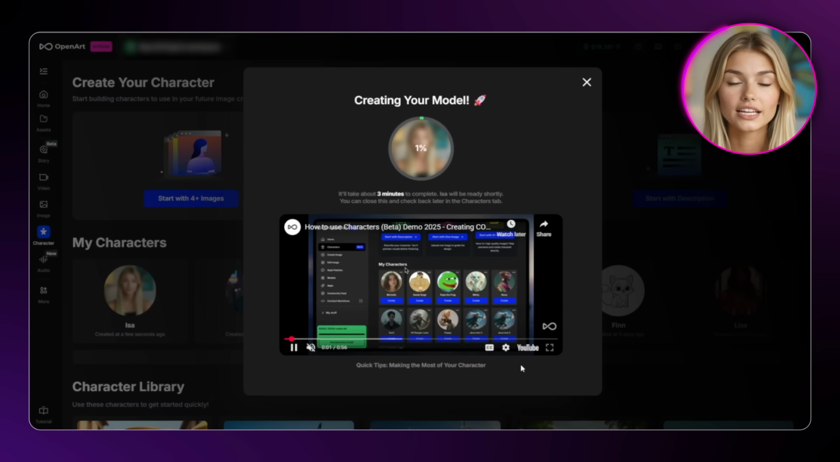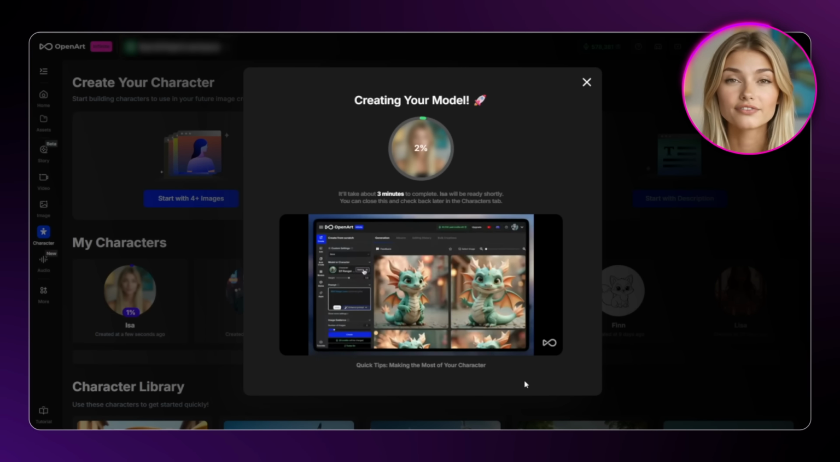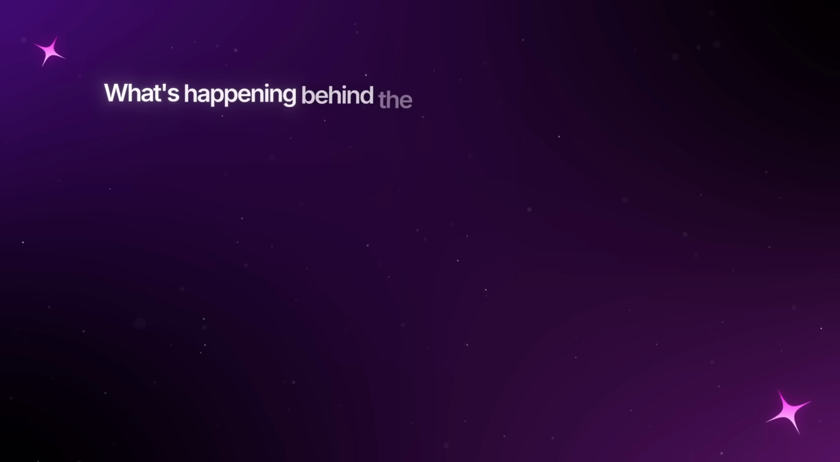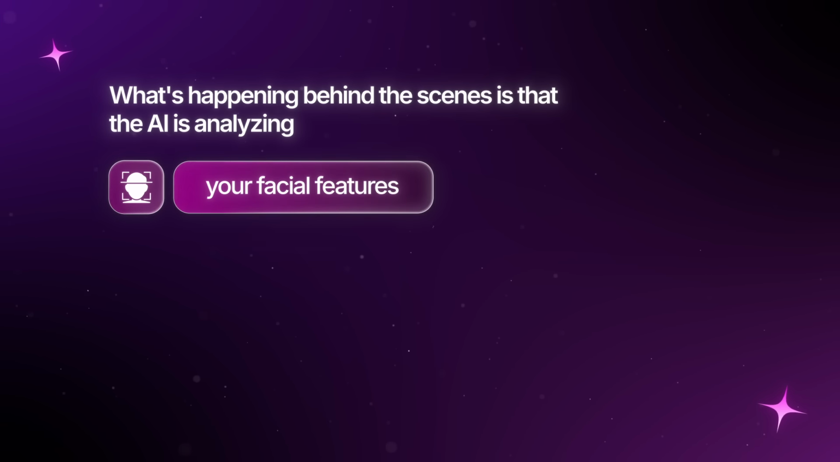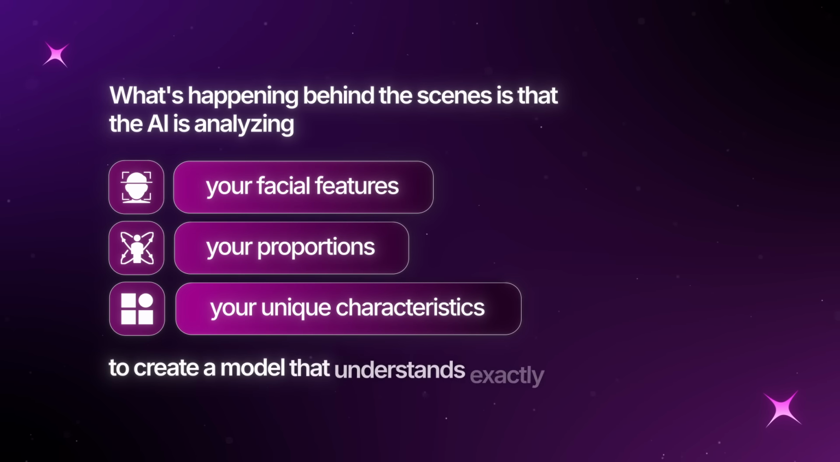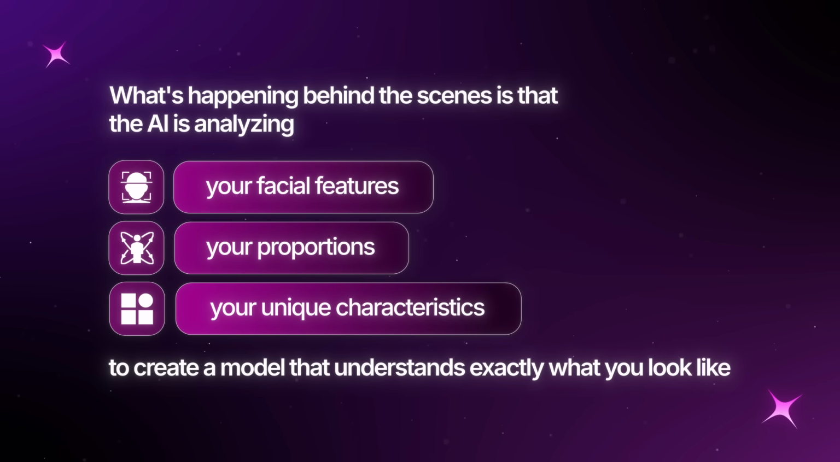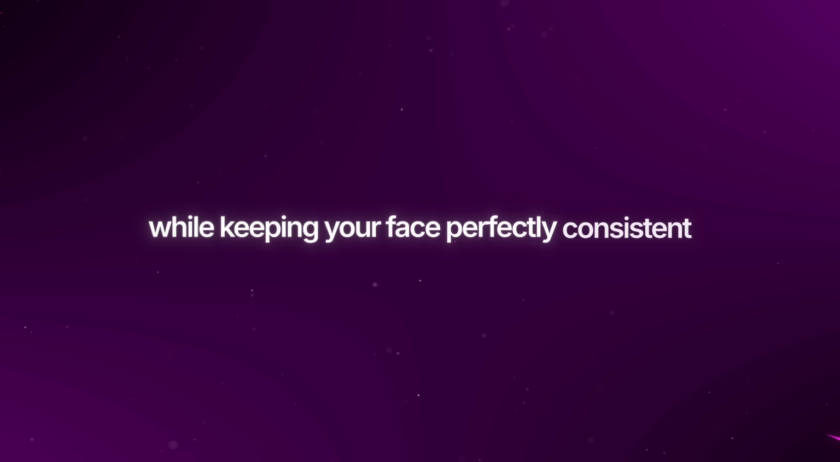OpenArt is going to train a custom model based on your image, and this usually takes about 5 to 10 minutes. What's happening behind the scenes is that the AI is analyzing your facial features, proportions, and unique characteristics to create a model that understands exactly what you look like. This is what allows it to generate you in completely different scenarios while keeping your face perfectly consistent.